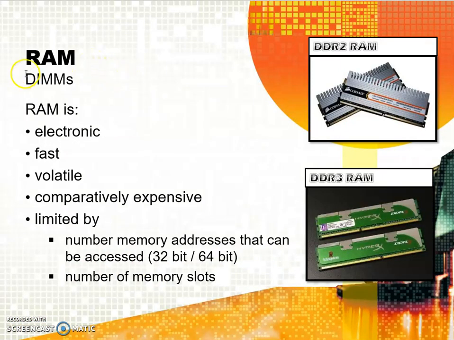RAM. DIMM. You get DDR2 RAM and there's DDR3 RAM. RAM is electronic, fast, volatile, means it needs electricity to keep its memory intact, comparatively expensive, and it's limited by the number of memory addresses that can be accessed, 32-bit or 64-bit, and also by the number of memory slots on the motherboard.